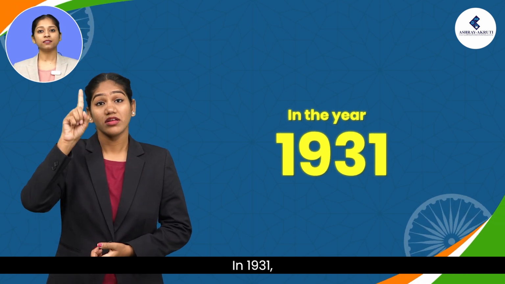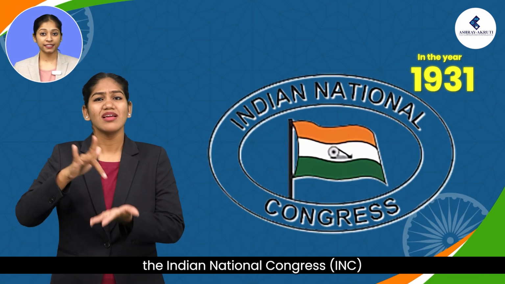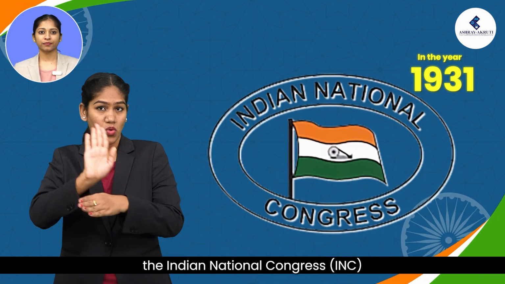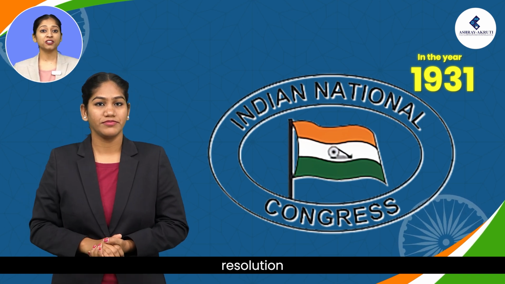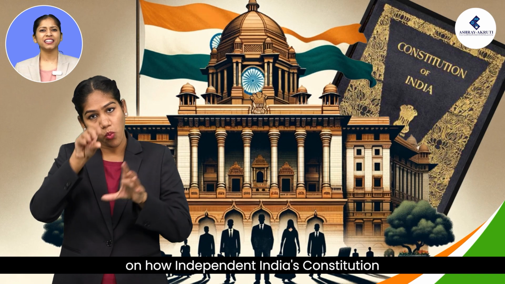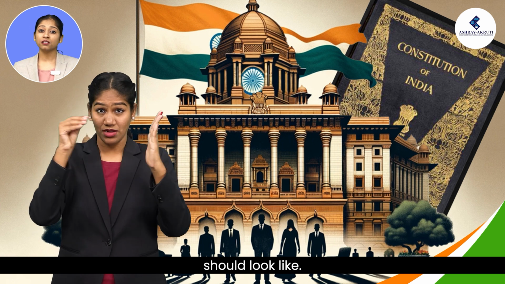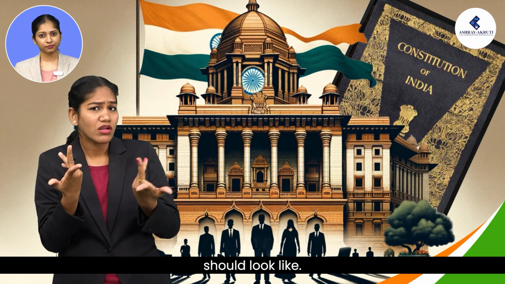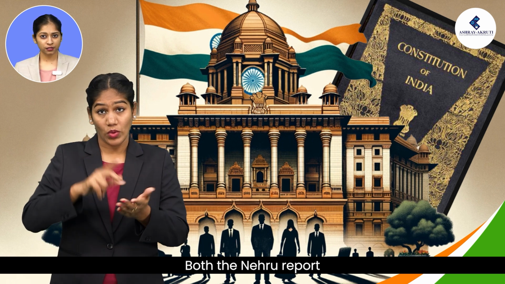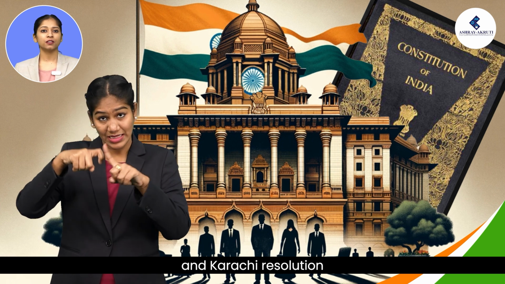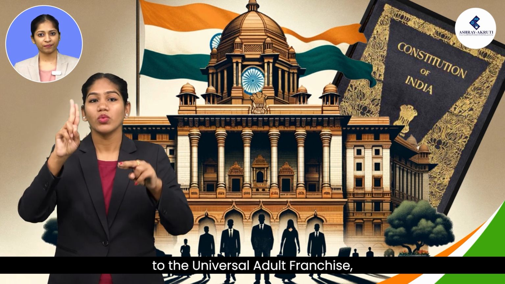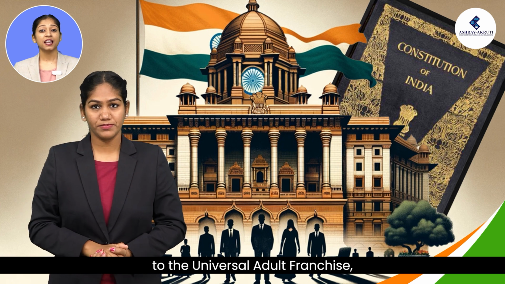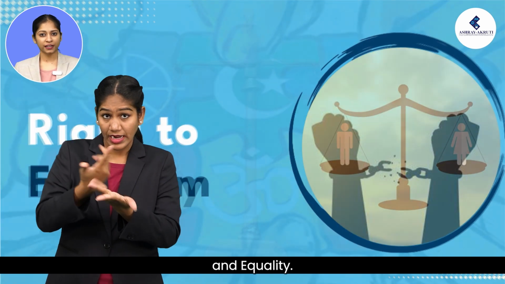In 1931, the Indian National Congress (INC) at the Karachi session passed a resolution on how independent India's constitution should look. Both the Nehru Report and Karachi Resolution were committed to the universal adult franchise, right to freedom and equality.